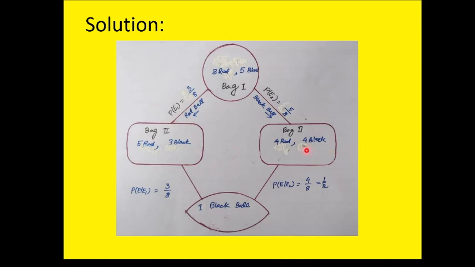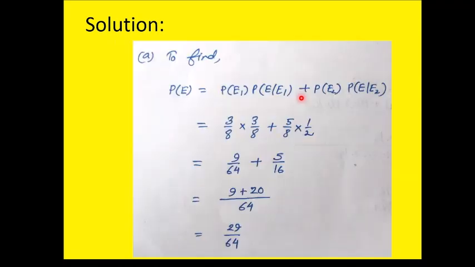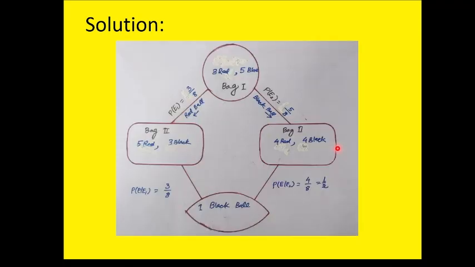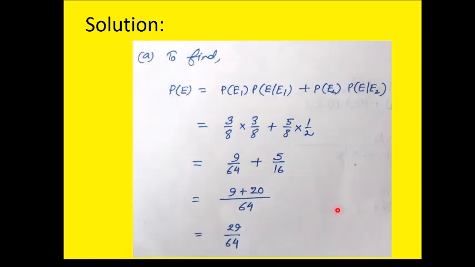So, if this has been taken care of, then the final output is one black ball, from here 3 by 8, from here it is 4 by 8, that is 1 by 2. So, from this we can answer the parts of the question. First part, we have to find total probability. So, total probability, again if we look at the diagram, is this into this plus this into this. So, finally the answer comes out to be 29 by 64.